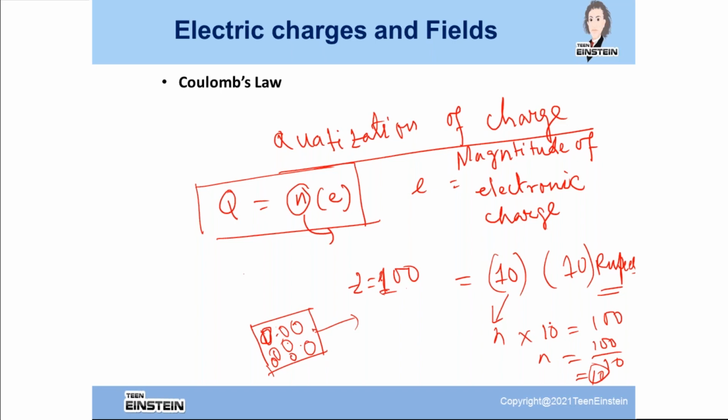If I say this basic unit is 5, then n into 5 is equal to 100. So how many 5 rupee notes will be there? 20 numbers. This is a number.